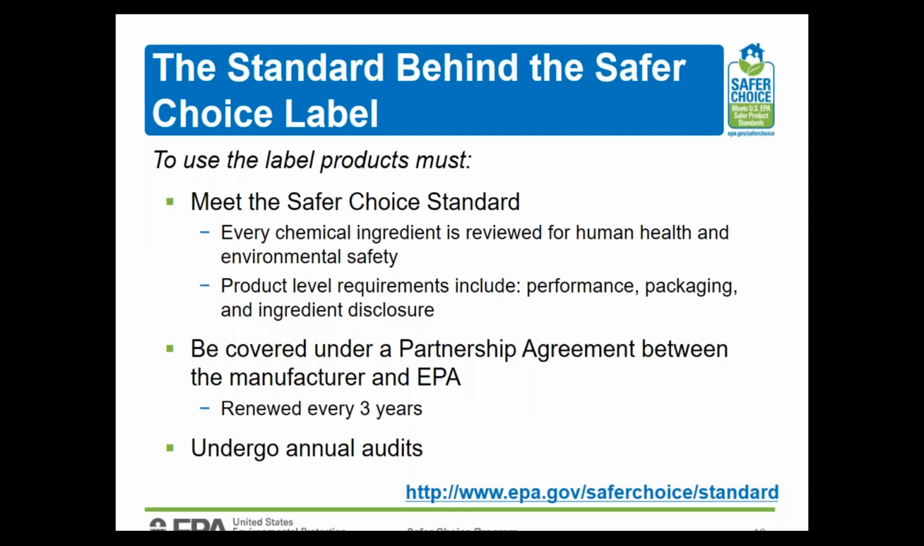So to give you an idea of what exactly that Safer Choice standard they must meet is, I'll first say again that, and we'll probably say this a bunch of other times, we review every chemical ingredient in these products. And we have, as Bridget mentioned, the product level requirements like performance, making sure that they're up to par with some of the better performers in their field, some sustainable guidelines for packaging, and full ingredient disclosure on their labels, and if not on their labels, on a call-in number or on their website, so full ingredient transparency.